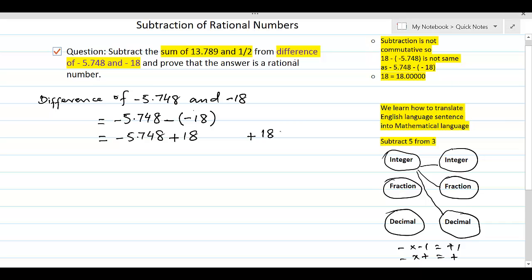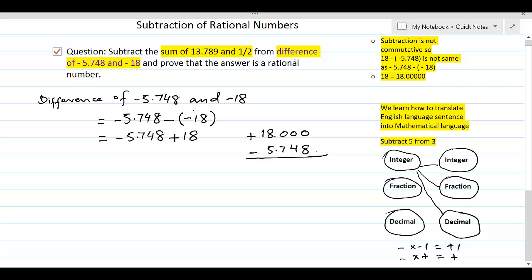Plus 18. Now this is an integer, but converting an integer into a fraction or a decimal is not hard. If you want to write it as a decimal, just place the point and then write as many zeros as you want. I am placing 3 zeros after the decimal, which absolutely do not change the value of this number, they just change the representation. And then I have the other number, which is minus 5.748. If you align these numbers, decimal must be just below the decimal.